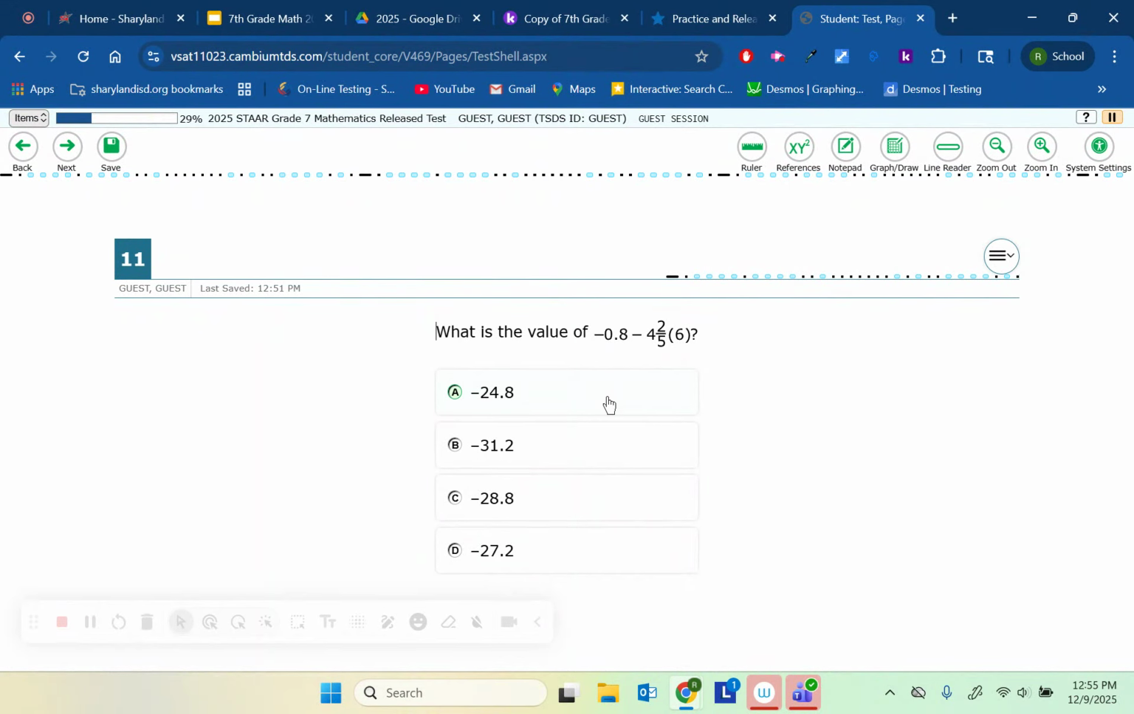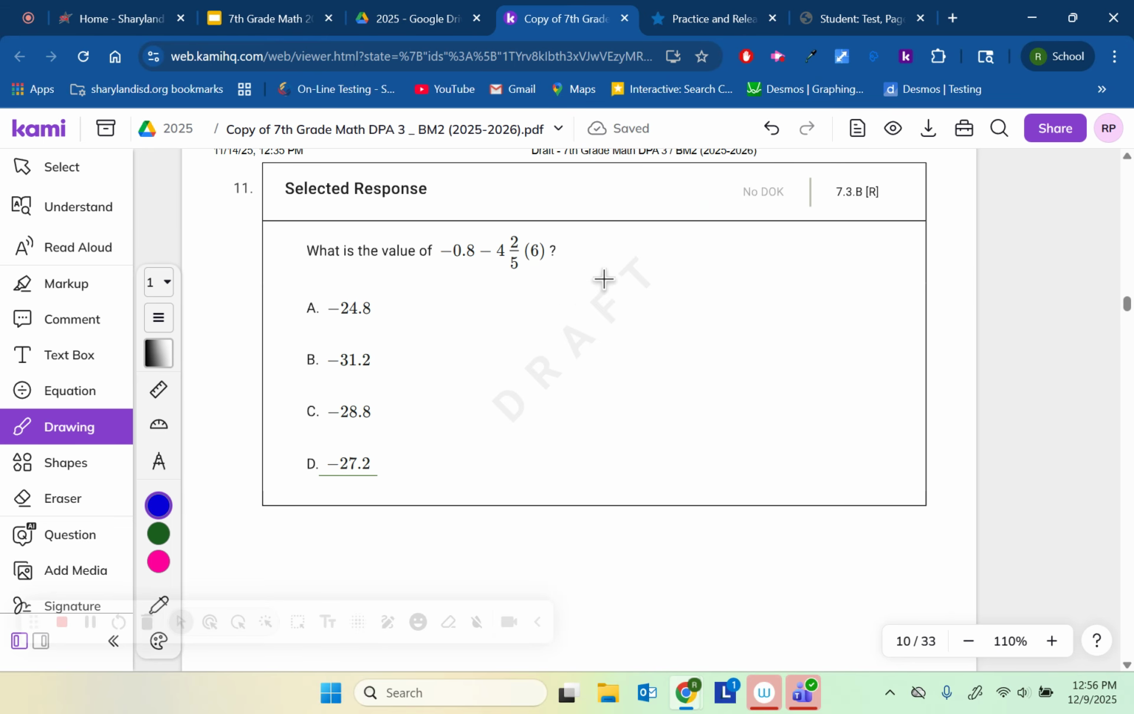All right, let's take a look at number 11. Number 11 is a unique one because we got negative 8/10 minus 4 2/5 times 6. So this is kind of a trick. I'm going to work this one out over here.